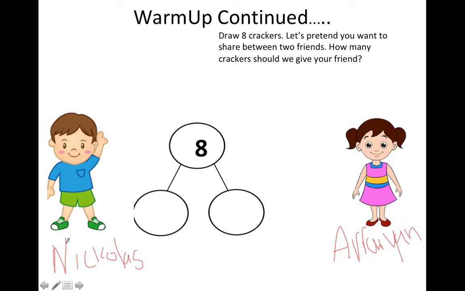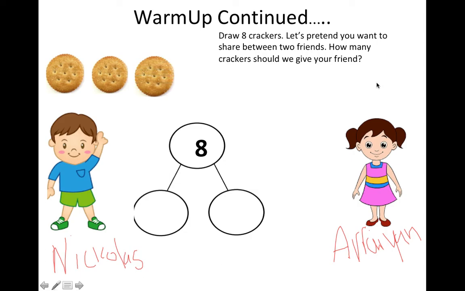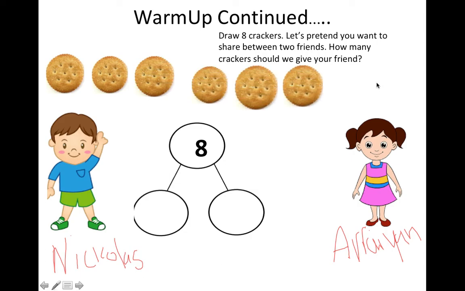Okay, so let's pretend this is Nicholas and this is Arian. I have 8 cookies and I would love to share between them. We can decide together how many cookies each student gets. So we have 1, 2, 3, 4, 5, 6, 7, and 8. So I have 8 cookies and I have to share between Nicholas and Arian.